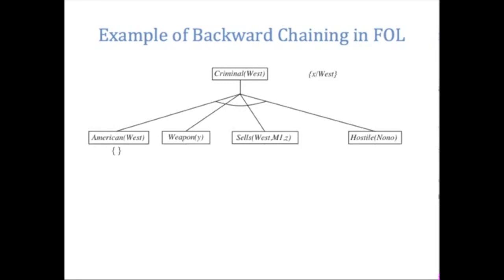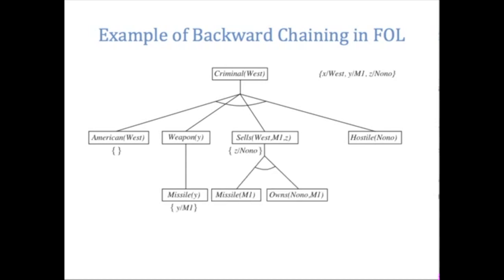Proving West is an American is easy because that's a ground clause in our knowledge base. For Weapon(Y), we have an implication that Y is a weapon if Y is a missile, and we know that M1 is a missile, so that's easy.